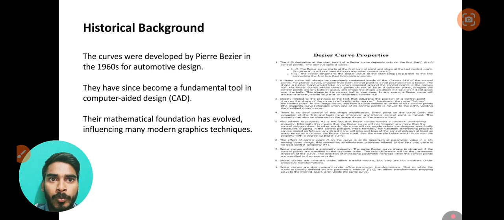Historical background. The curves were developed by Bezier in the 1960s for automotive design. They have since become a fundamental tool in computer-aided design (CAD). Their mathematical foundation has evolved, influencing many modern graphics techniques.